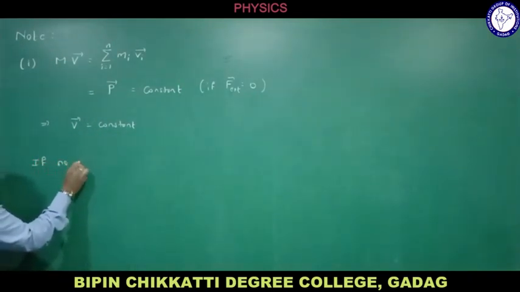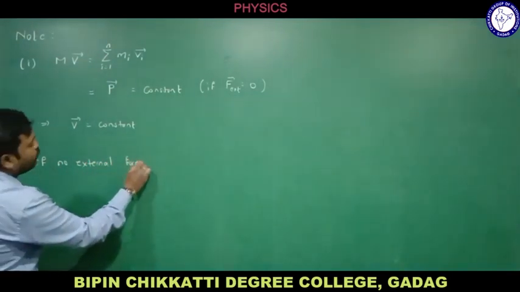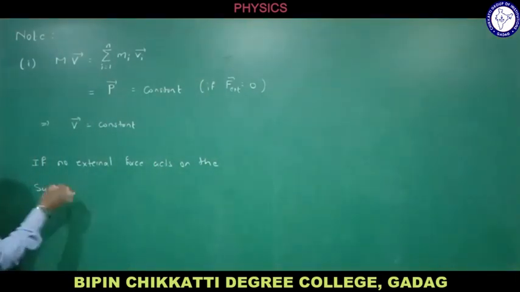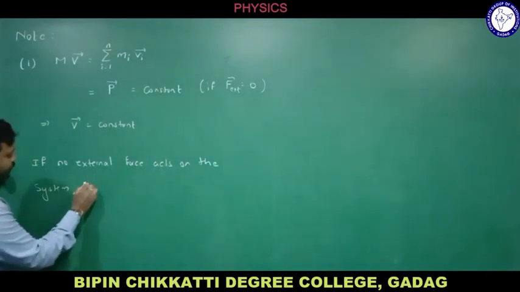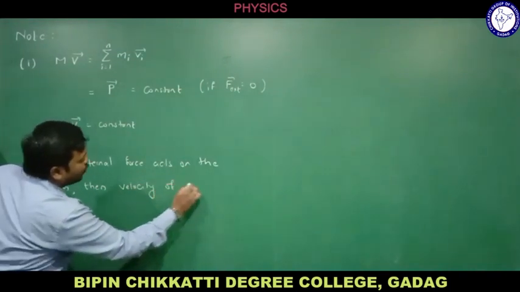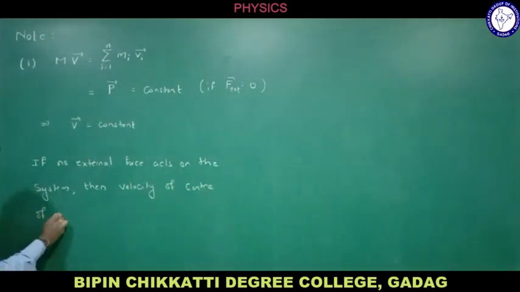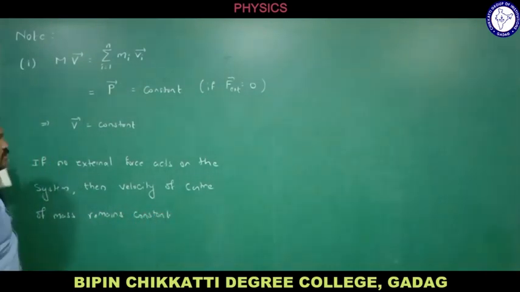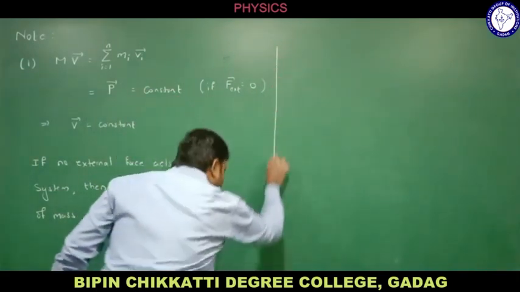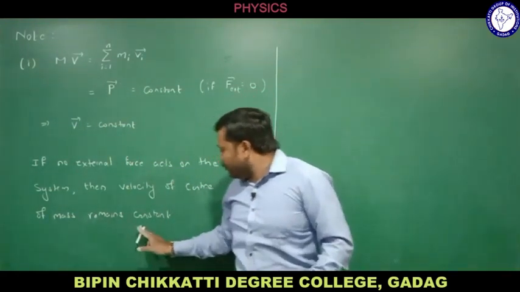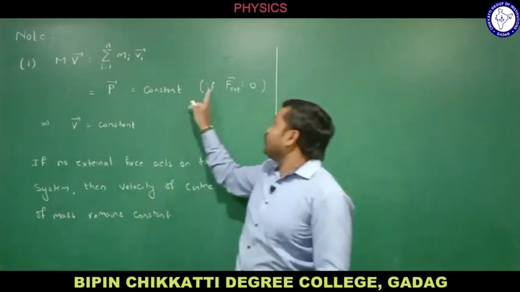If no external force acts on the system, then the velocity of the center of mass remains constant. Do remember this, right? If there is no external force acting on the system, the velocity of the center of mass remains constant. I am speaking about velocity. Velocity remains constant if no external force acts on the system.